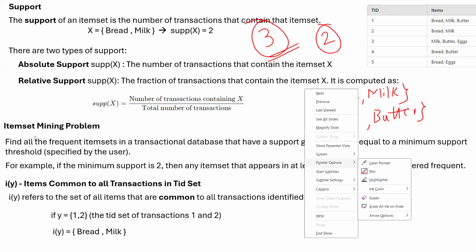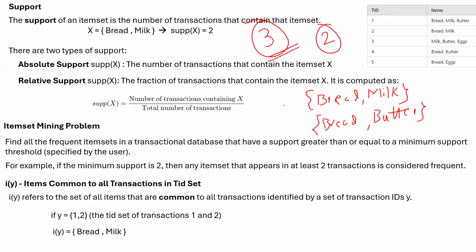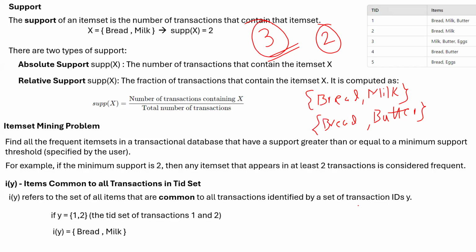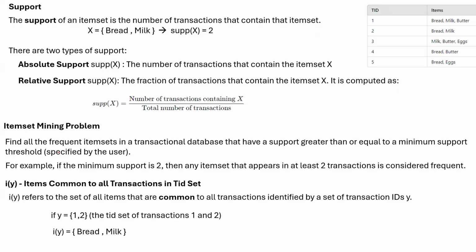Okay, to solve this itemset mining problem, these are the steps that you will perform. It's just general thinking that you can come up with. The itemset mining problem says you have to find out all frequent itemsets. That is the whole goal of this subject.